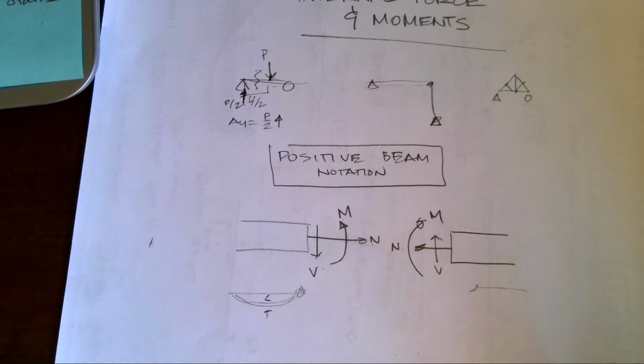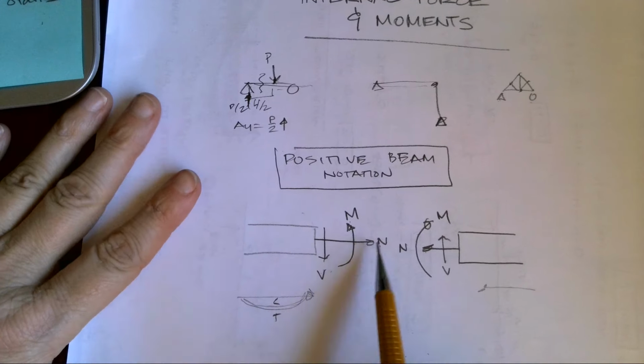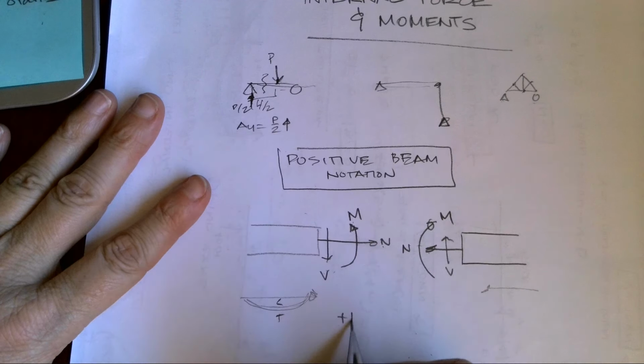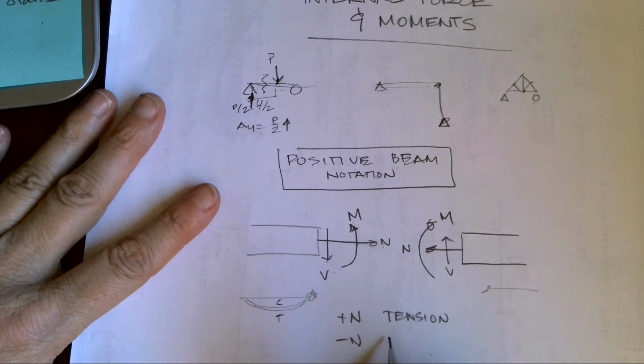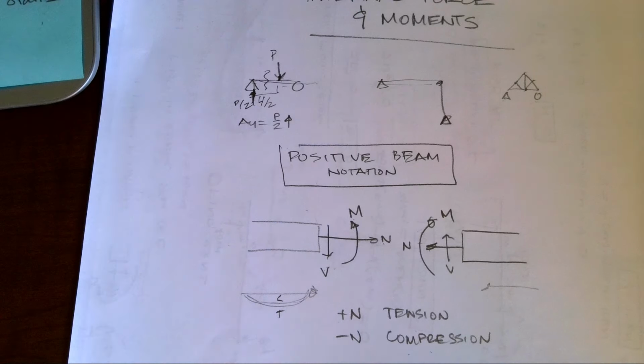So when we look at this, I know that a positive normal is tension, which again is what we've been looking at in trusses, and a negative normal means compression. As I'm designing, it's super important to know whether we have tension or compression in our members, especially if we have materials that have a different yield stress for tension and compression.